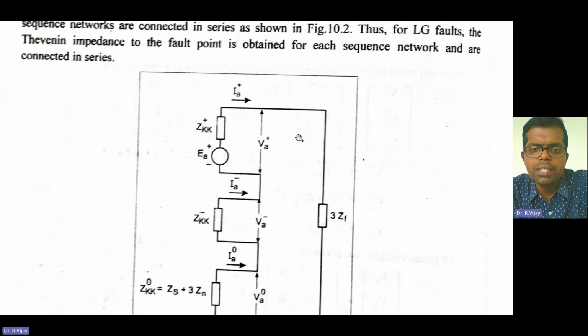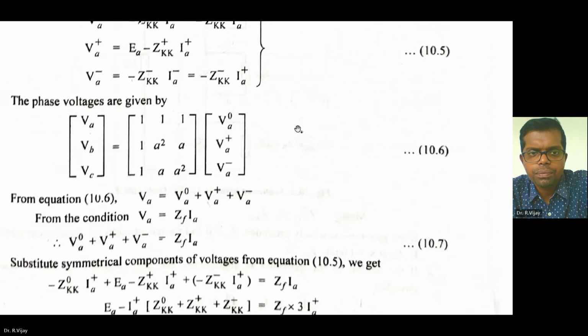Say for example, VA naught is equal to minus ZKK naught into IA positive. Next, VA positive is equal to EA minus ZKK positive into IA positive. VA negative is equal to minus ZKK negative into IA negative, that is nothing but minus ZKK negative into IA positive. With these equations, we are simply converting the voltage equations into our sequence network format.